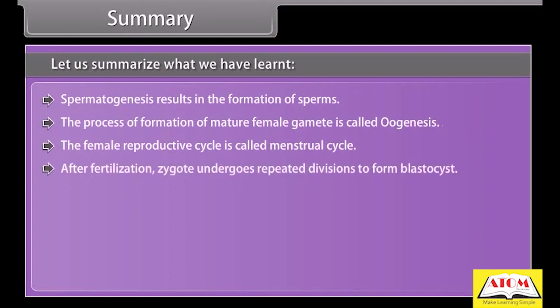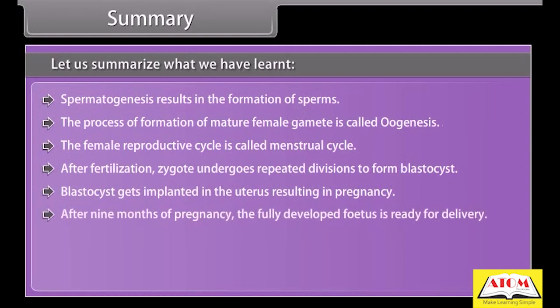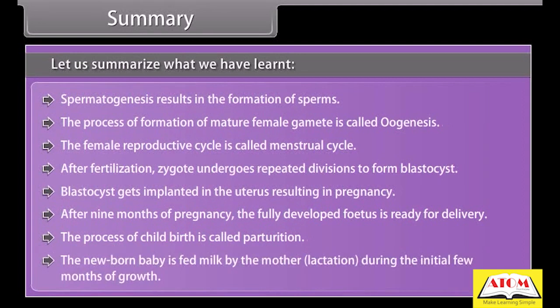After fertilization, zygote undergoes repeated divisions to form blastocyst. Blastocyst gets implanted in the uterus, resulting in pregnancy. After 9 months of pregnancy, the fully developed fetus is ready for delivery. The process of childbirth is called parturition. The newborn baby is fed milk by the mother, or lactation, during the initial few months of growth.